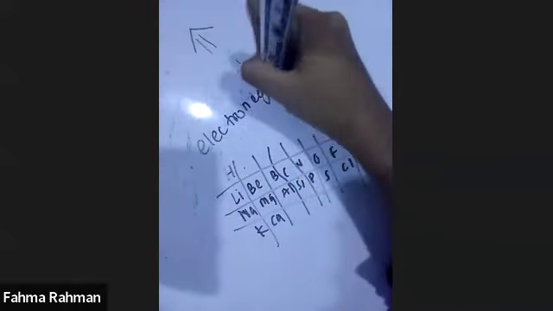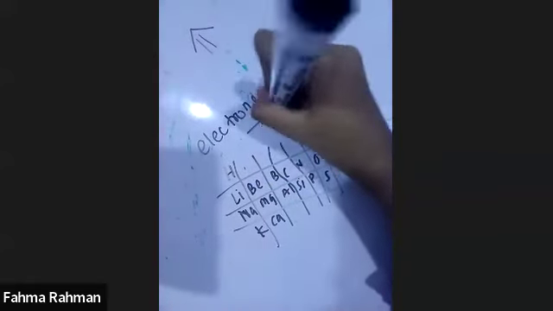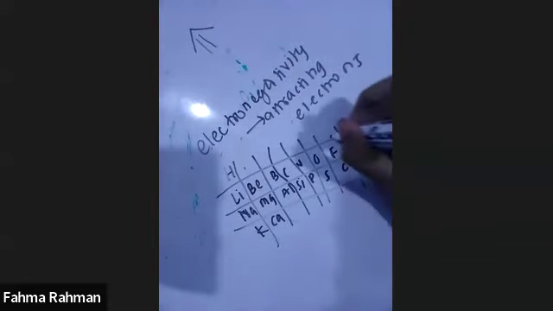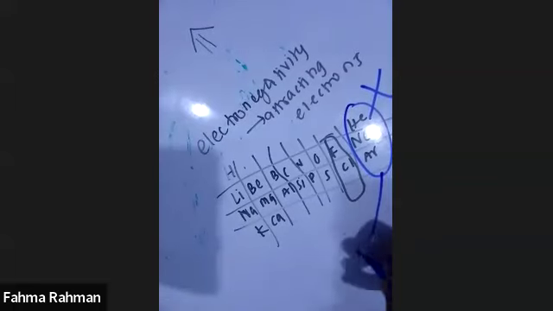Electronegativity basically means the ability of an atom or an element to attract electrons of a bond towards itself. So electronegativity is basically about attracting electrons. Electronegativity is very high in fluorine and chlorine. And remember, noble gases have no electronegativity. Only fluorine and chlorine have the highest electronegativity.